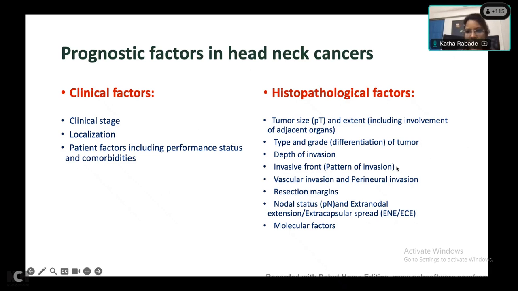Invasive front, which is the pattern of invasion, worst as well as predominant pattern of invasion, again has prognostic significance in oral cavity tumors. Then vascular invasion or perineural invasion, the resection margins, whether they are clear, positive, or show dysplasia at the margins, the nodal status of the patient, number of nodes positive, whether these nodes show extranodal extension or not, and also some molecular factors. But very limited studies have been done for molecular factors and they have not been validated for further prognostication.